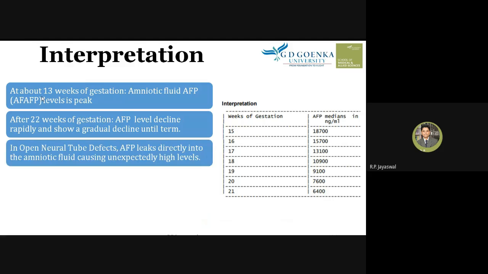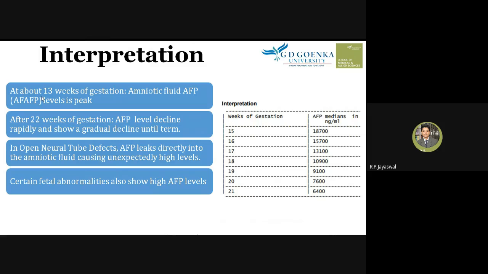In open neural tube defects, alpha fetoprotein leaks directly into the amniotic fluid, causing unexpectedly high levels of AFP in the sample. Okay, so if there are open neural tube defects in the fetus, the AFP level usually becomes unexpectedly very high. Certain fetal abnormalities also show high levels of alpha fetoprotein, such as congenital renal disease and esophageal atresia.